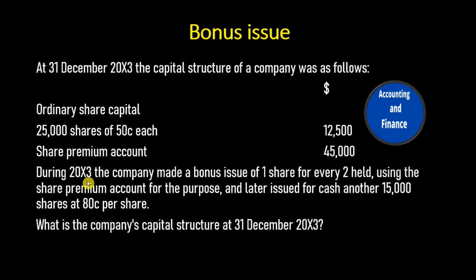During 20X3, the company made a bonus issue of 1 share for every 2 held, using the share premium account for the purpose, and later issued for cash another 15,000 shares at 80 cents per share. What is the company's capital structure at 31 December 20X3?